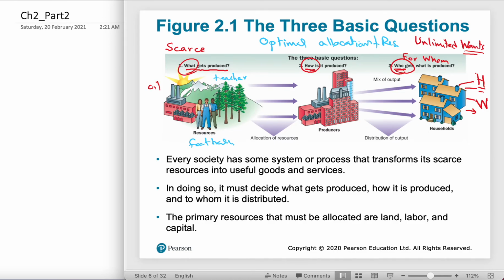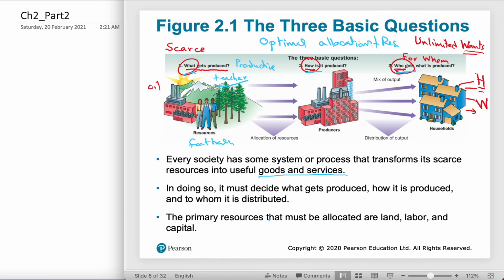So we should go to whoever is more productive, and then hire them: a teacher into the schooling or education sector, and a soccer player into sports. The service of the soccer player is also a production made by the society. So it's actually a very complex problem to be solved. What questions, how questions, and for whom questions. So every society has a system or process that transforms its scarce resources into useful goods and services. And in doing so, it must decide what gets produced, how it's produced, and for whom it is produced.